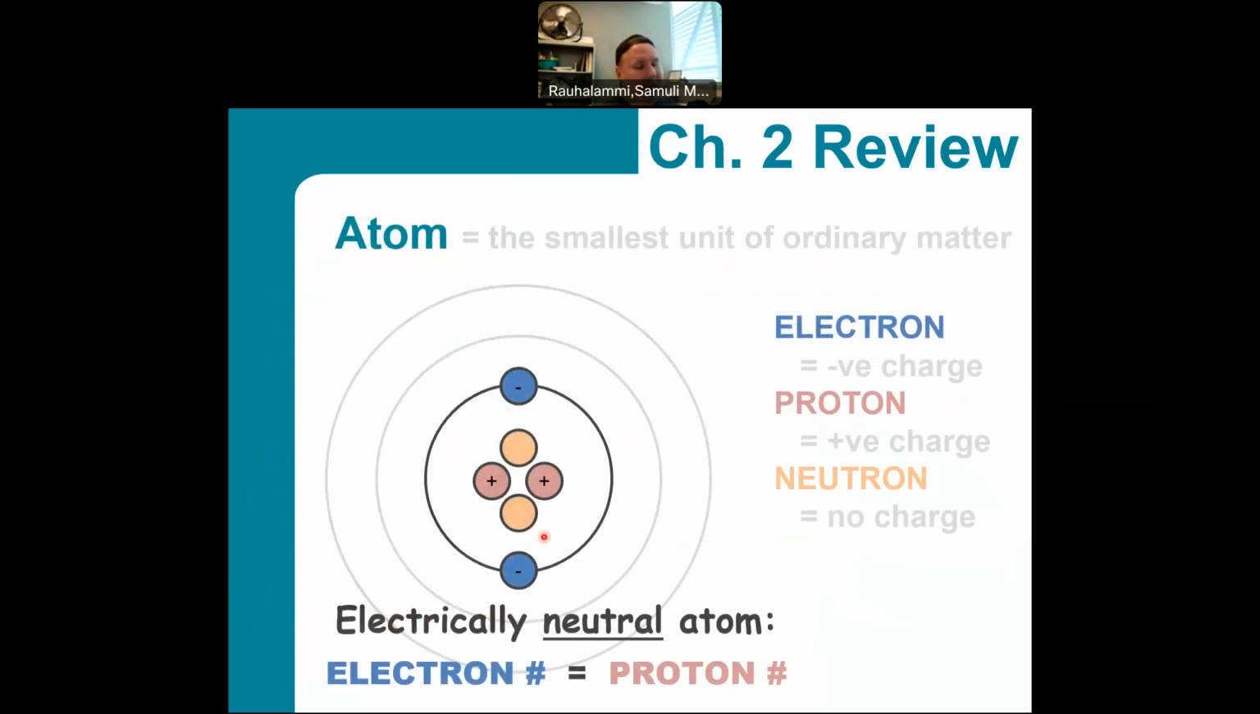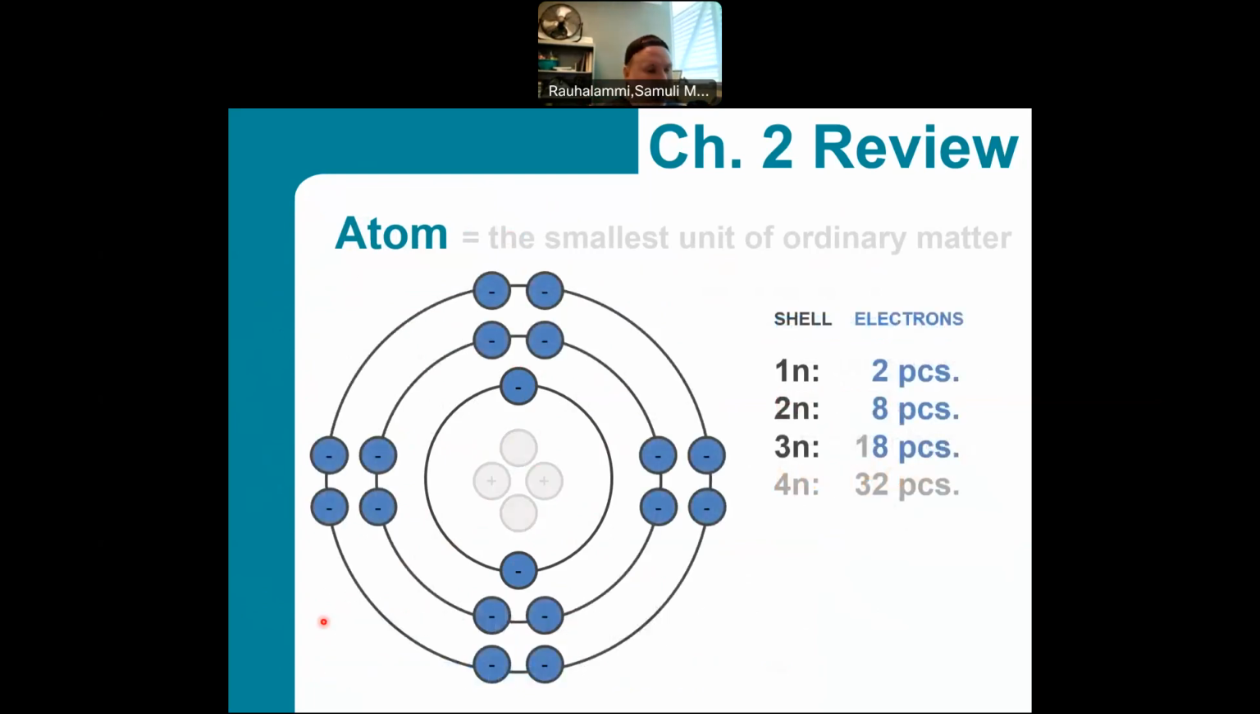When we have something that we describe as an electrically neutral atom, we have the same number of electrons as the number of protons. Remember, electrons carry a negative charge, whereas protons carry a positive charge. So overall, the number of pluses and minuses on this atom is going to be equal. That's why we call this particular atom that we see here as an illustration an electrically neutral atom.